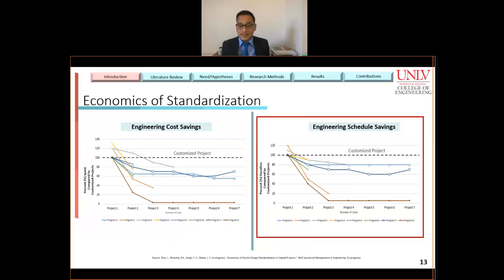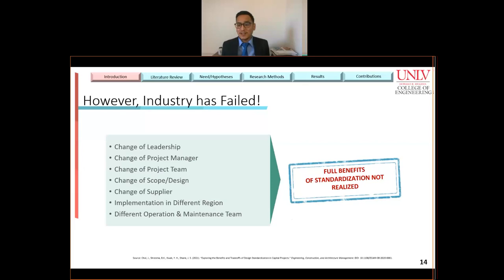For the schedule, we can see a constant trend of schedule decrease, similar to the cost savings, as the number of projects increase. How much each project standardizes can drive additional schedule savings. So far, we have talked about the significant benefits that come along with standardization. But even though the benefits are there for everyone to see, the industry, capital projects in particular, has failed to realize the full benefits of standardization.